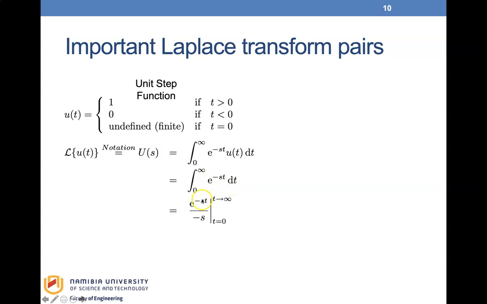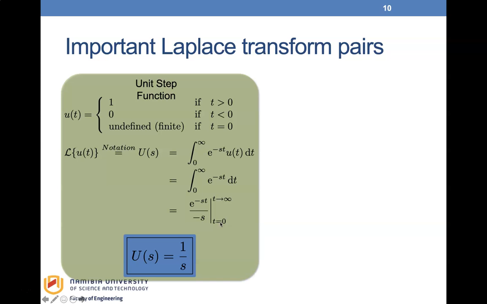And if you take the integral of this, it gives you e raised to the power minus st over minus s. If you put in the limits, as t tends to infinity, to t equals 0, we will have u(s) equal to 1 over s, because if you put in t equals infinity, this vanishes, and then if you put in t equals 0, you will have 1 over s. Just put in the limits and you arrive at u(s) equals 1 over s.